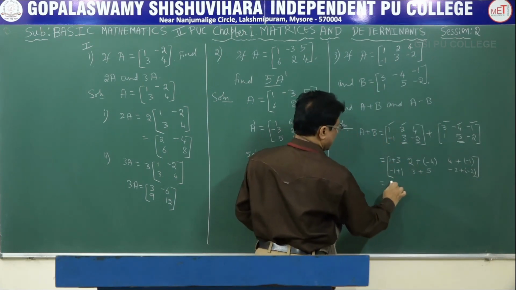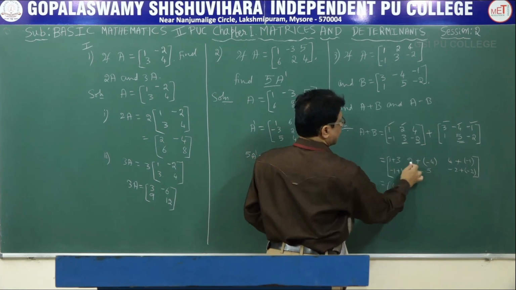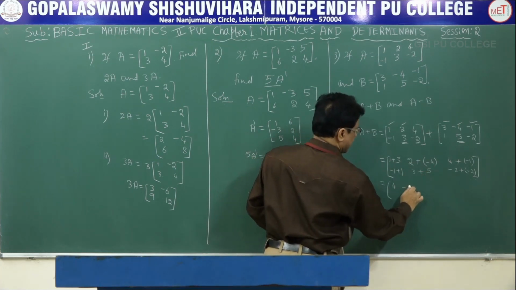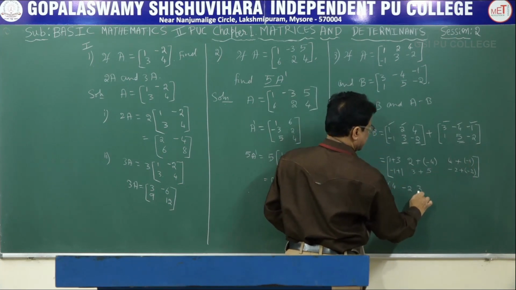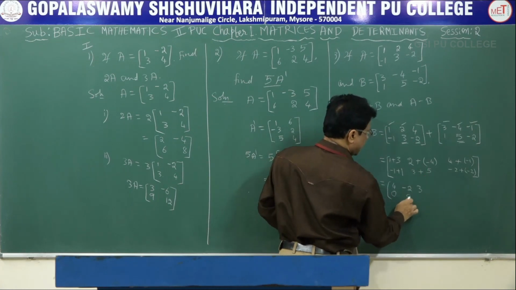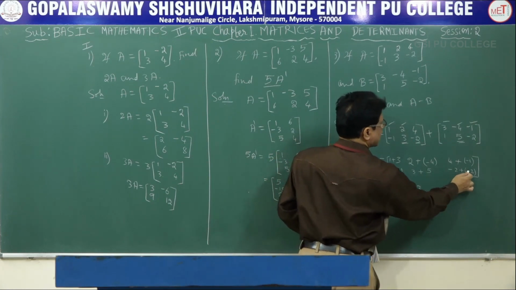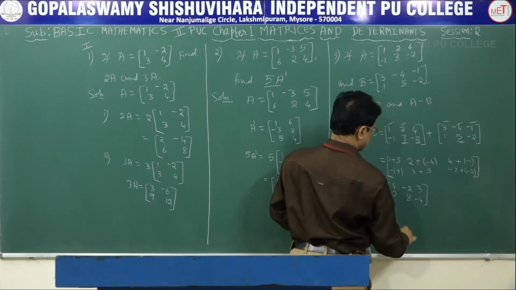So that will be equal to 1 plus 3, 4. So 2 minus 4 is minus 2. 4 minus 1 is 3. Minus 1 plus 1, 0. 3 plus 5, 8. Minus 2 plus minus 2. Plus into minus, minus. So minus 2 minus 2 is minus 4.